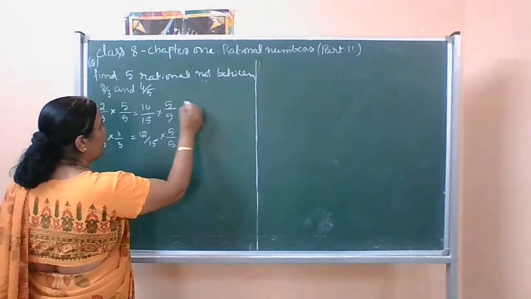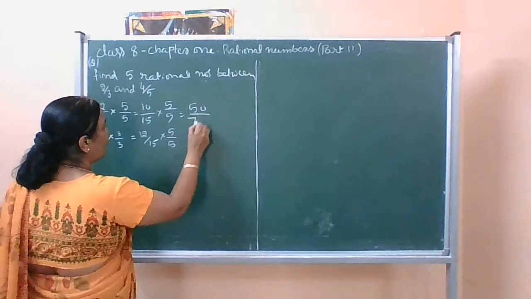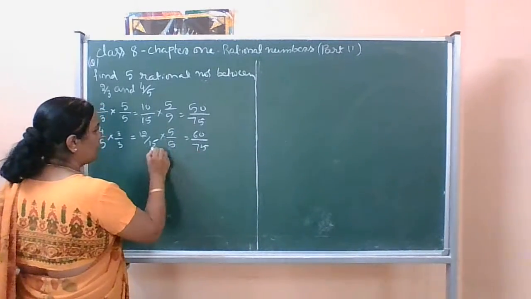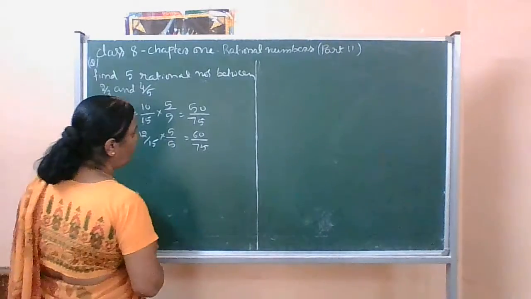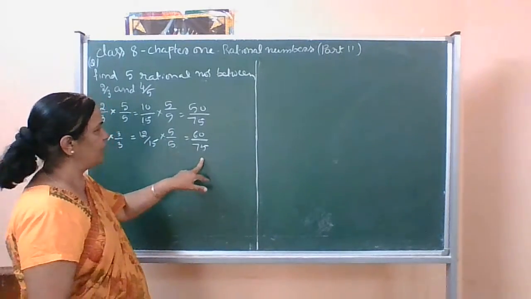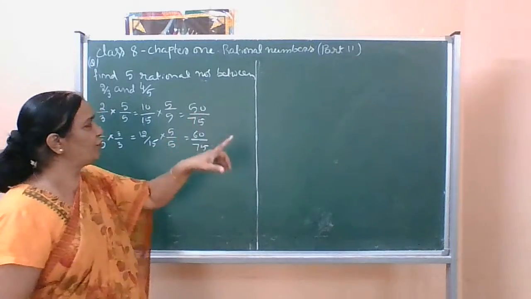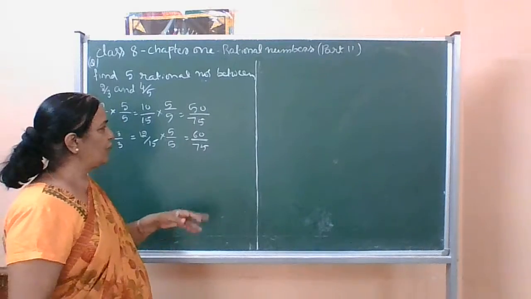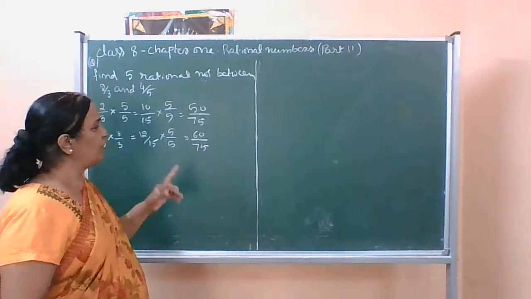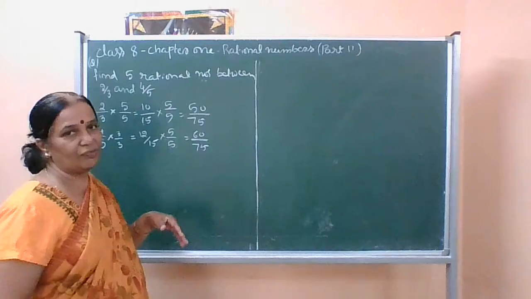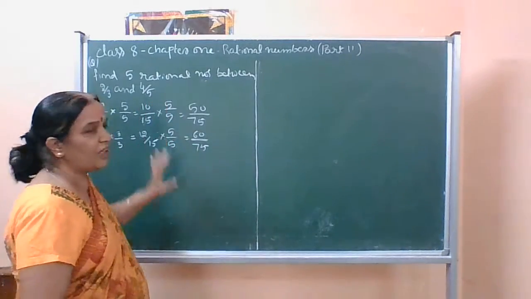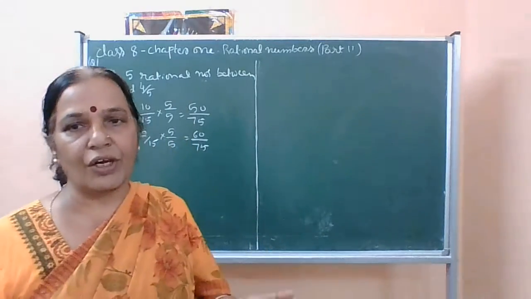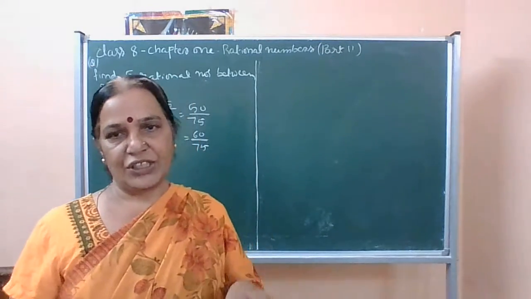Now if I multiply both by 5 by 5, you will get 10 5s are 50 and 15 5s are 75. Here it is 60 by 75. Here you can find 9 rational numbers: 51 by 75, 52 by 75, 53 by 75, like that till 59 by 75. By multiplying numerator and denominator by the same number, you can find the required number of rational numbers.